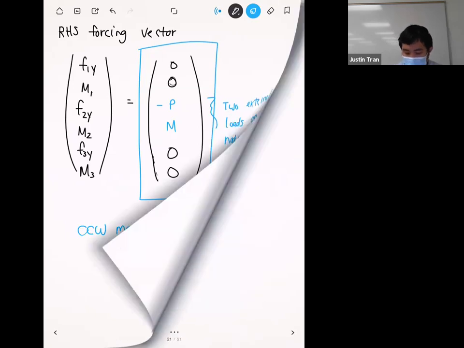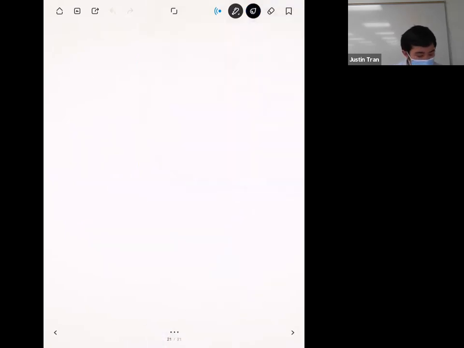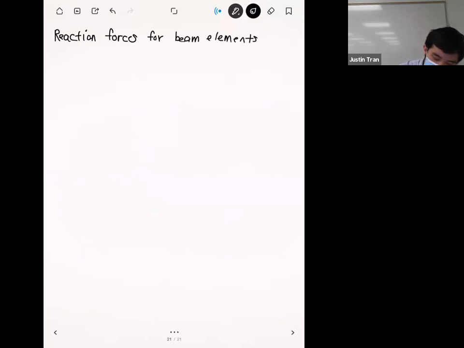All right, and so next thing I want to talk about is reaction forces for beam elements. All right, and so if you recall from our truss equation unit, we had a way for us to compute what are the reaction forces at all of the constraints in our model.